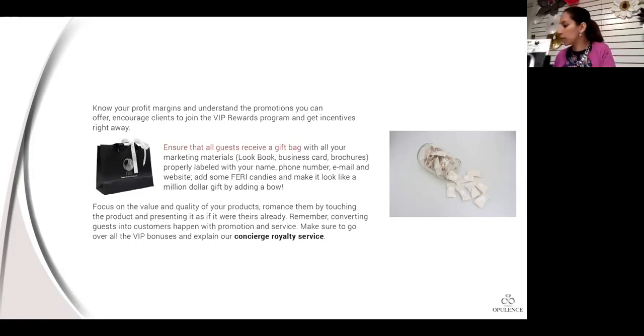When I am sharing with them, for example, the earrings, I romance my products by touching them. So if I am sharing the earrings, as you can see, they are amazing quality and they look so beautiful. I am touching the product. It's not there on the table, like do not touch my table, right? No, I am touching my product and presenting it to them, and I imagine that this is already theirs. It already has their name.